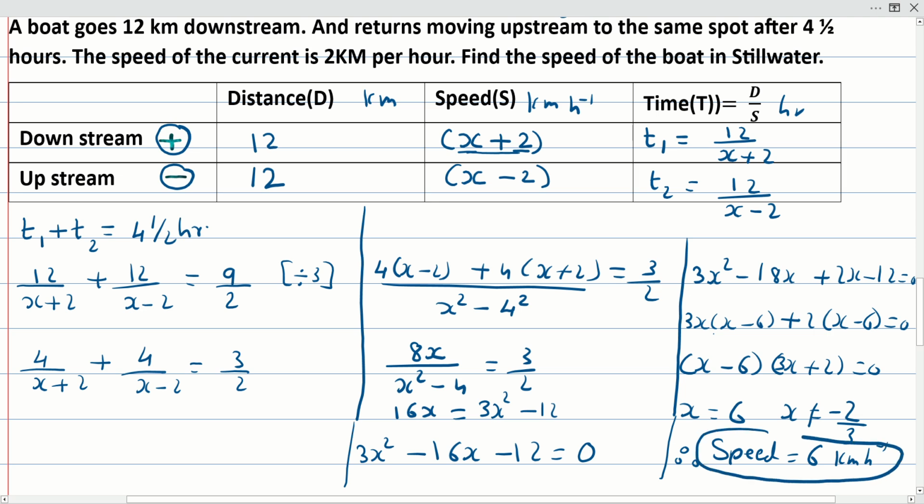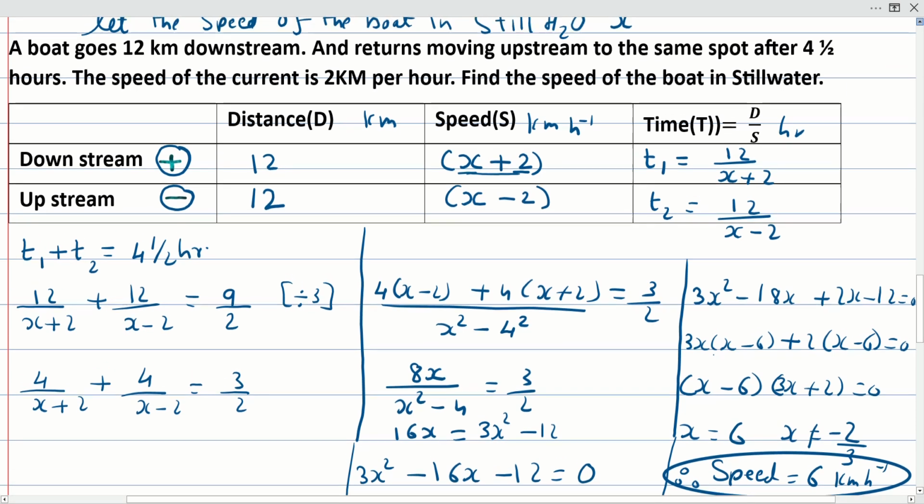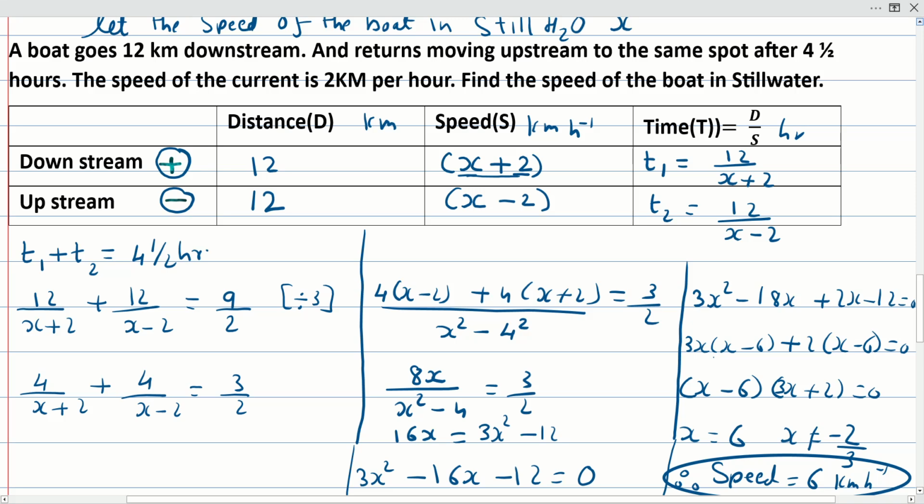I know students, these sums are a little lengthy, but once the concept is clear, it is not at all difficult. So here we found the speed of the boat in still water. I hope you will practice some more sums of this type. But before starting with the exercise, go through the solved example and then tackle the sums.